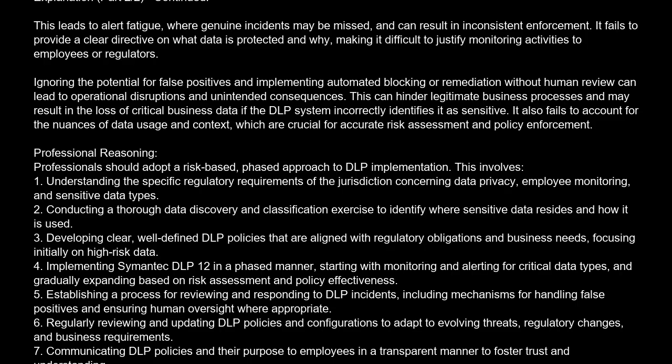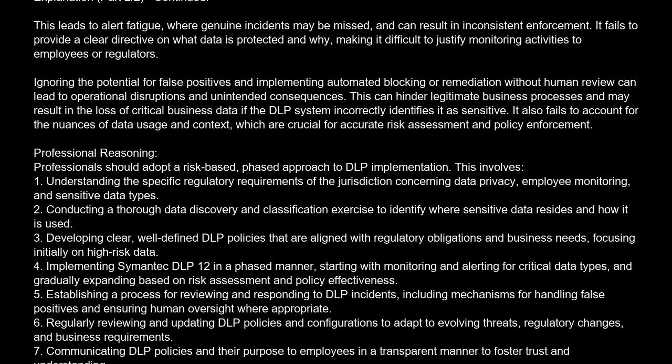Professional reasoning. Professionals should adopt a risk-based, phased approach to DLP implementation. This involves: 1. Understanding the specific regulatory requirements of the jurisdiction concerning data privacy, employee monitoring, and sensitive data types. 2. Conducting a thorough data discovery and classification exercise to identify where sensitive data resides and how it is used. 3. Developing clear, well-defined DLP policies that are aligned with regulatory obligations and business needs, focusing initially on high-risk data.